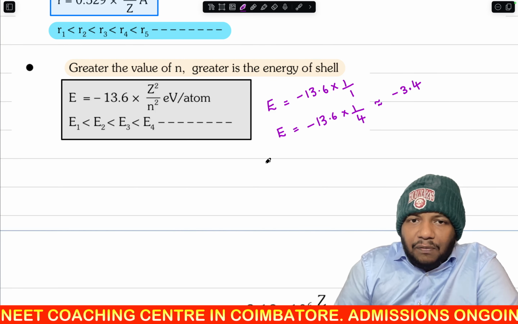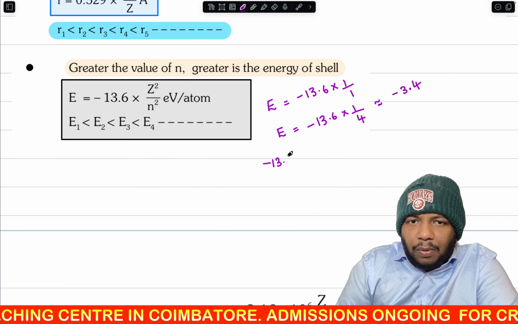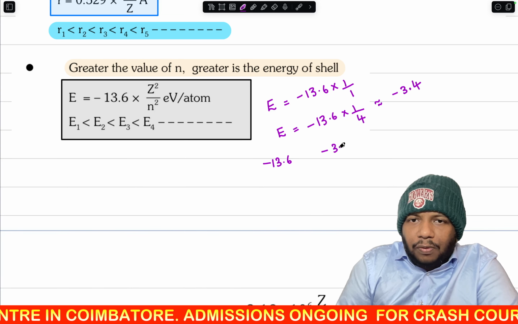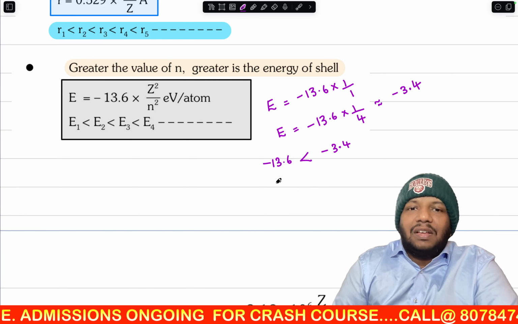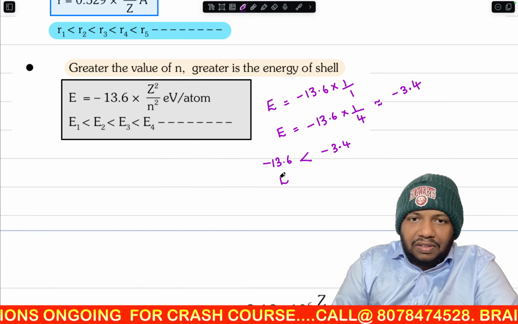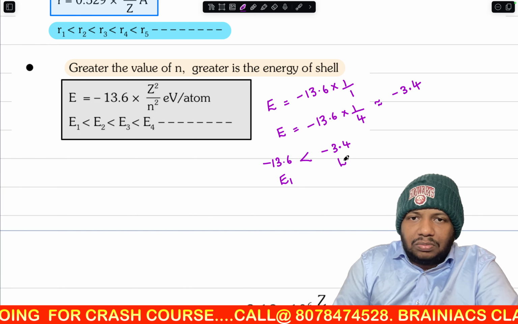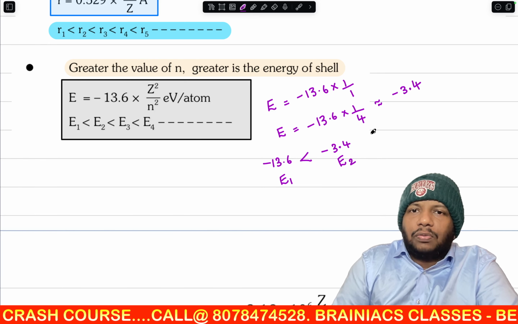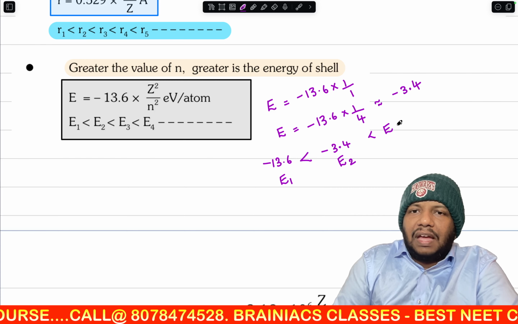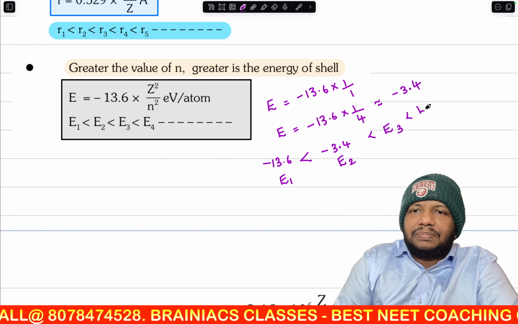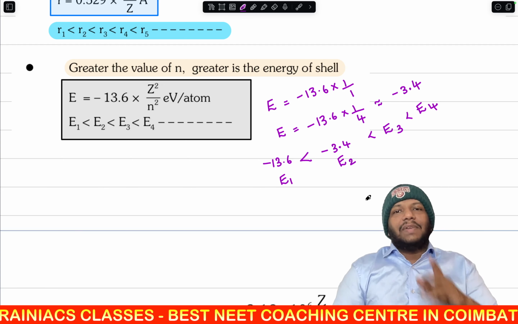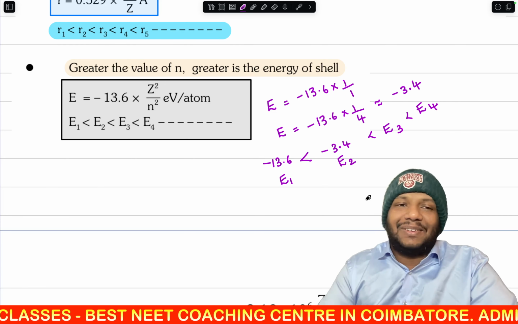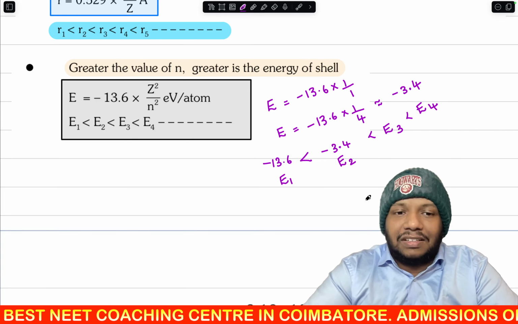So you can say which one is a higher value, minus 13.6 or minus 3.4. Please consider the negative, that's what I am saying. So this would be greater. So that's the reason why I told this is E1 and this is E2. And this trend is going to follow. Next E3 will come and thereafter E4 will come. I hope you are understanding. This understanding is very very important. Most of the students used to make a mistake at this point.